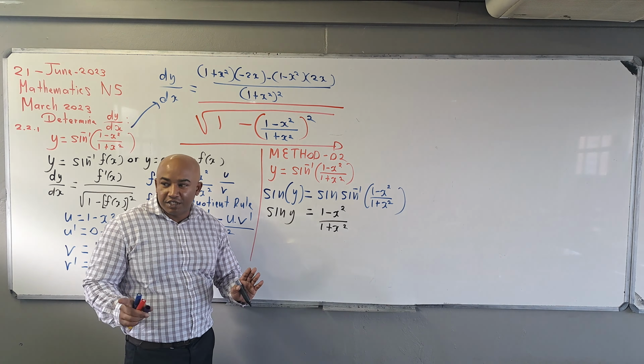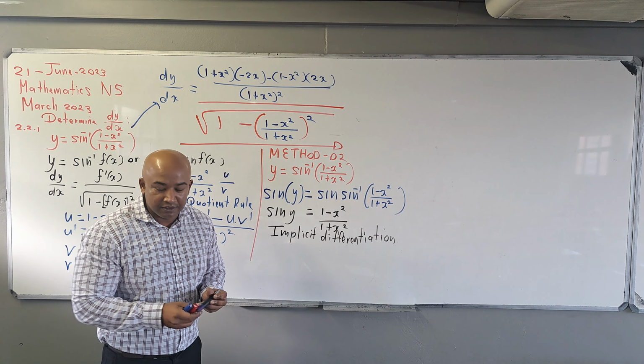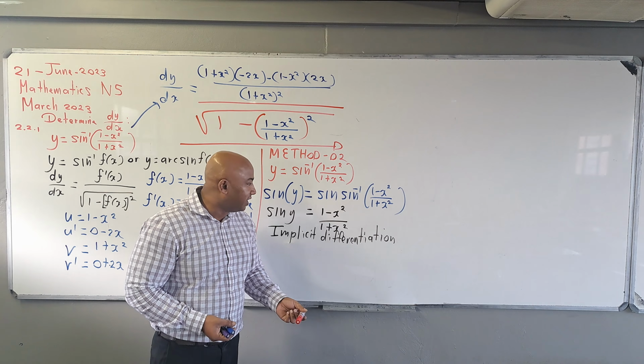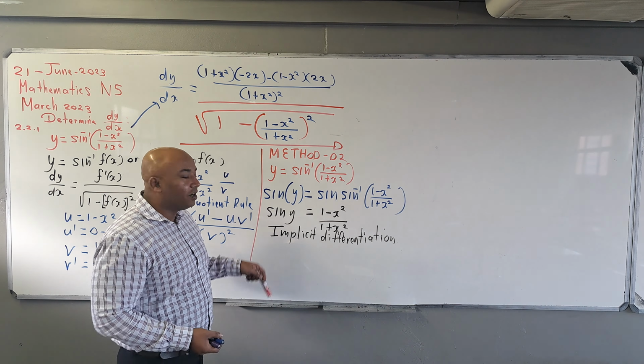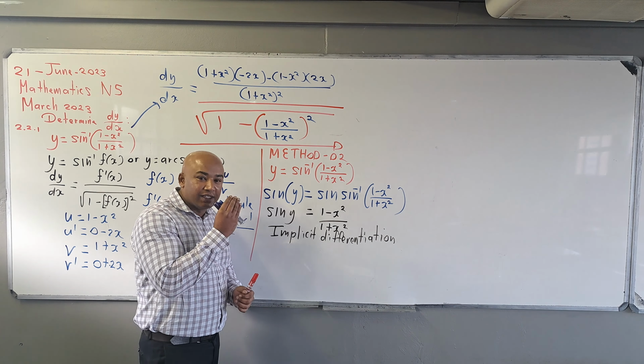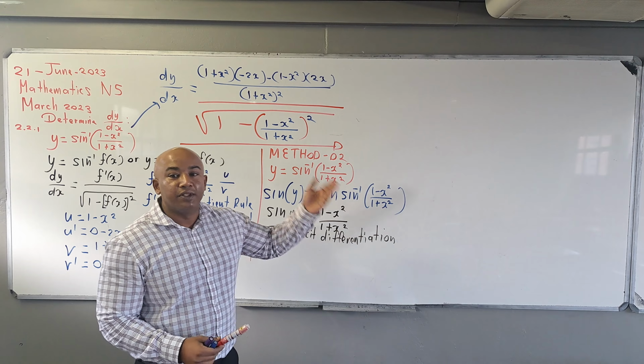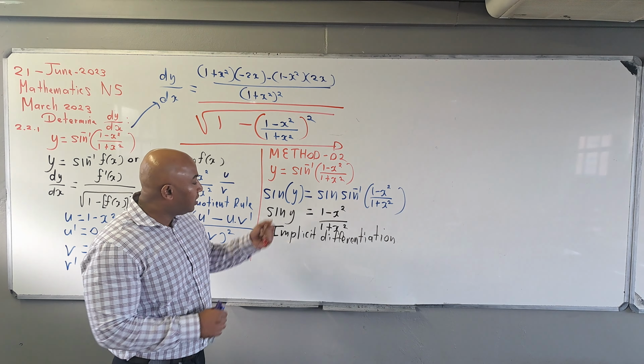It's now implicit. Why am I saying implicit? Because we've got that variable y. So y is not the subject of the formula. We've got sine of y here. You can see that? So how will I differentiate this? I'm not going to write down dy over dx. I'll only write down dy over dx if y is the subject of the formula. But now I'm still differentiating with respect to x. So how do you do this?